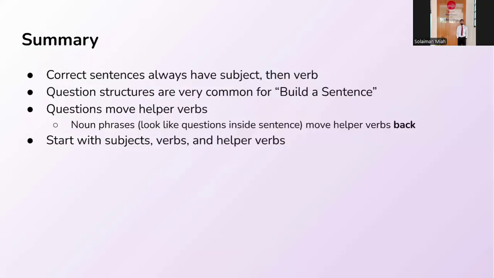To summarize, correct English sentences always follow subject then verb order. Question structures are extremely common in build a sentence tasks, and those questions change the word order by moving helper verbs before the subject. However, when a question appears inside a sentence as a noun clause, the helper verb moves back to normal position. So, as you build sentences, practice by first identifying nouns and verbs, including helper verbs, and be sure to check whether you're building a question or a statement.